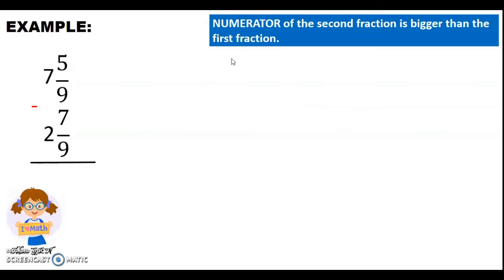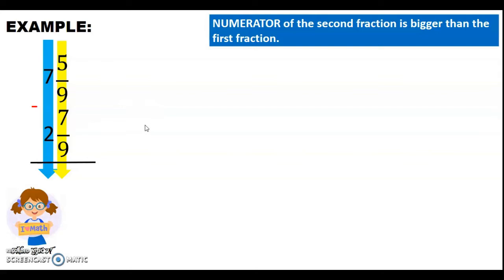Here, our problem is that the numerator of the second fraction is bigger than the first fraction. As you can see, the numerator of our first fraction is 5, and the numerator of the second fraction is 7. So if you subtract 7 from 5, it will give you a negative 2. So this is the problem.